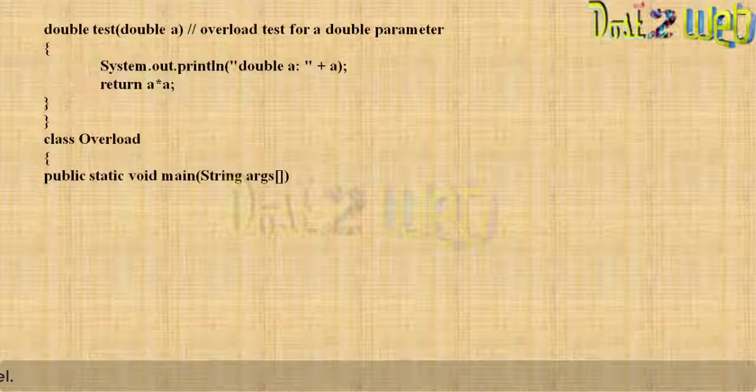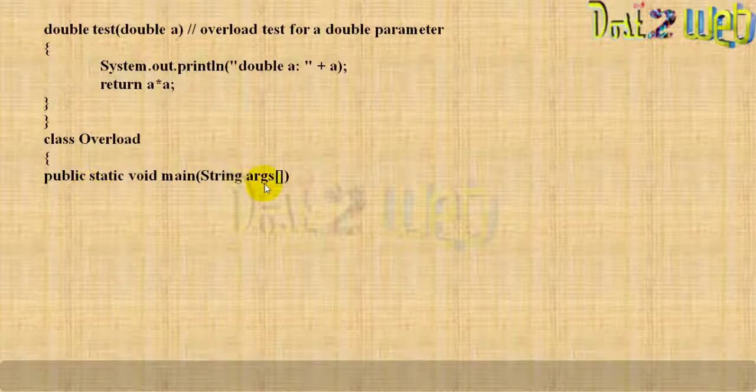Now what we have to do? We have to define or declare the main method. So what is the main method? public static void main(String[] args). So this is the main method we have declared.